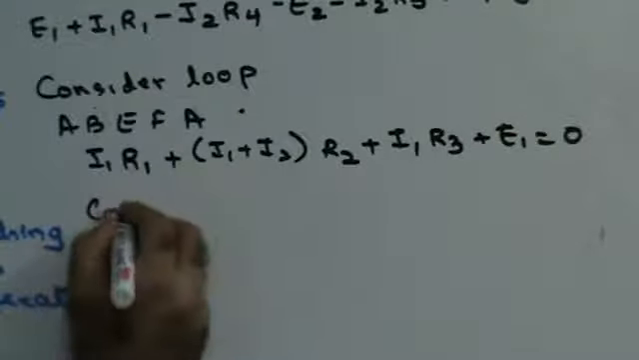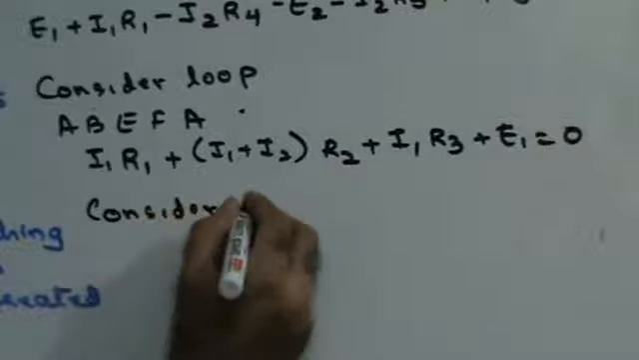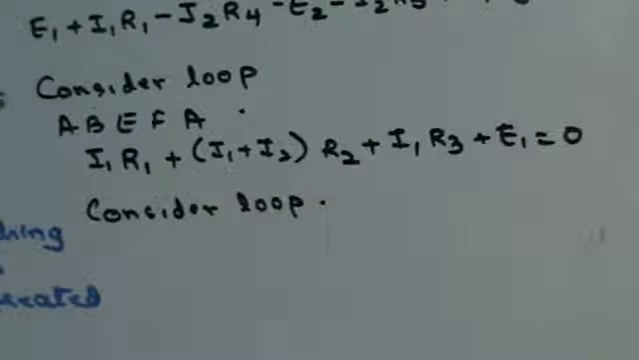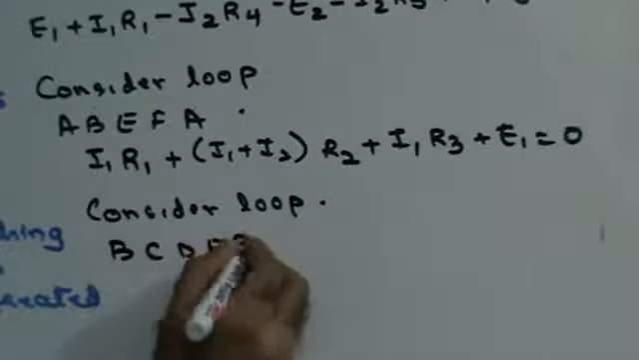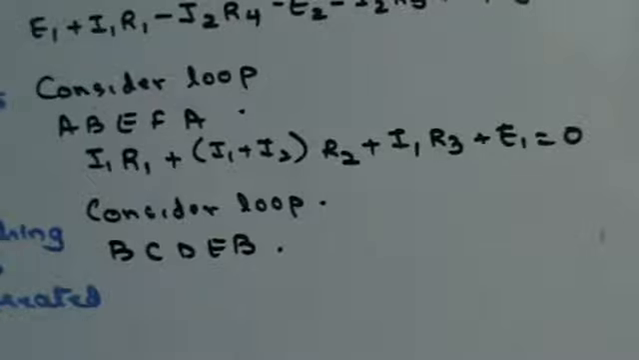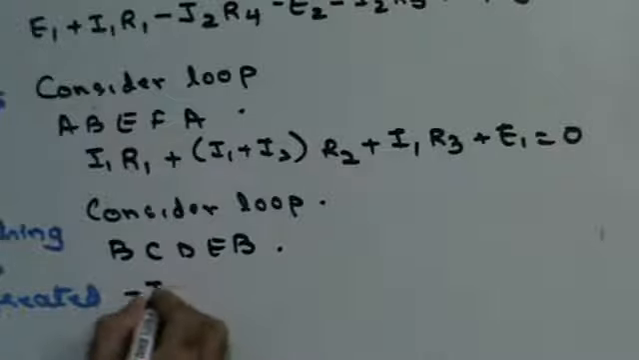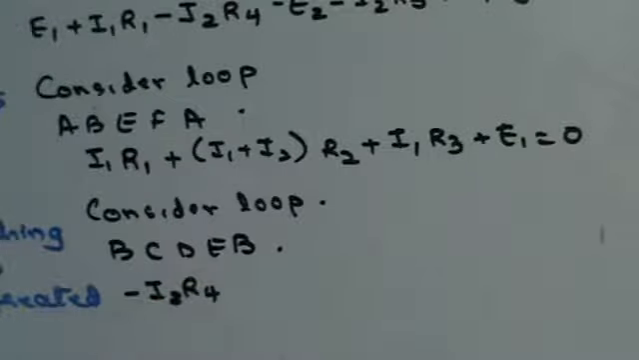Now, let's consider another loop, guys. Let us consider the loop B, C, D, E, B. I'm moving from B to C. Current is leaving the node at B. That means current will be treated as negative. So this will be minus I2R4.